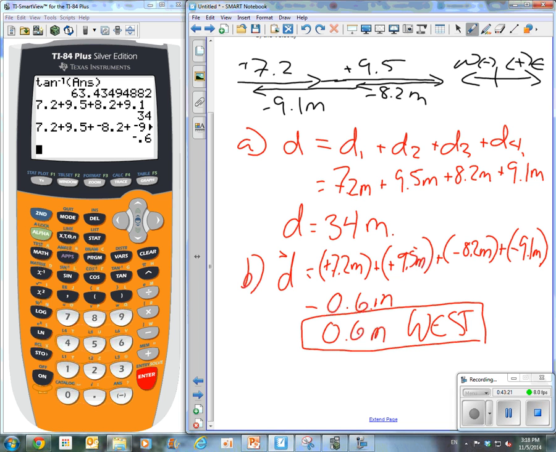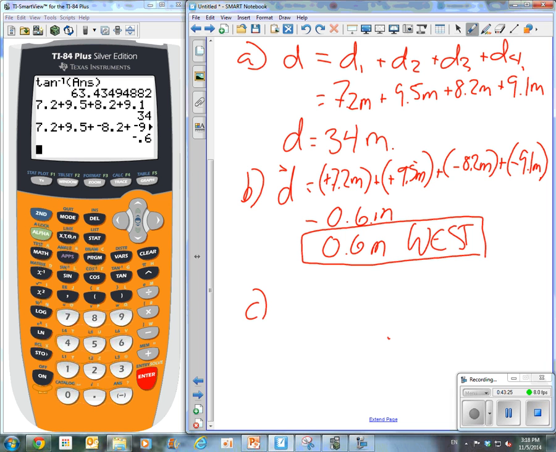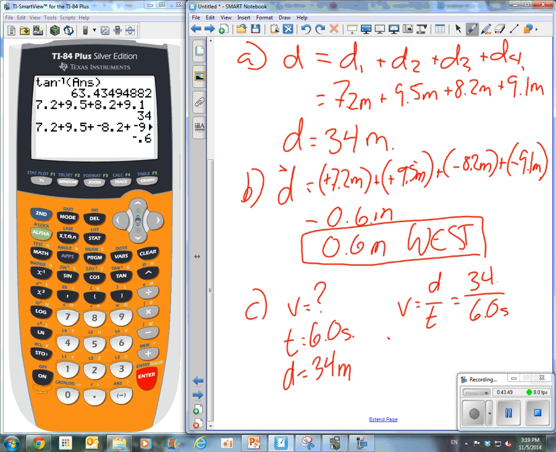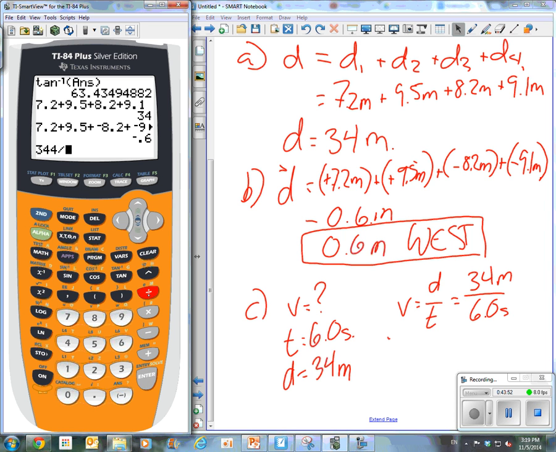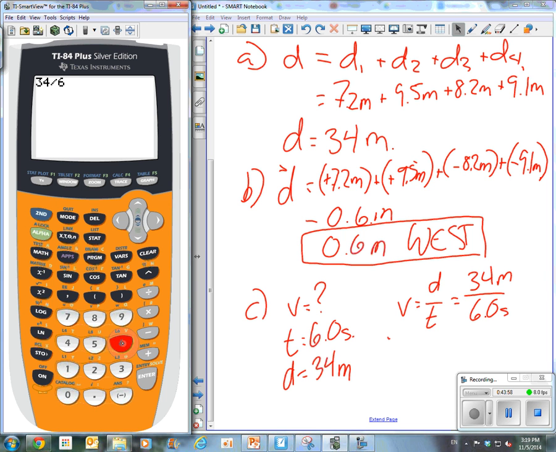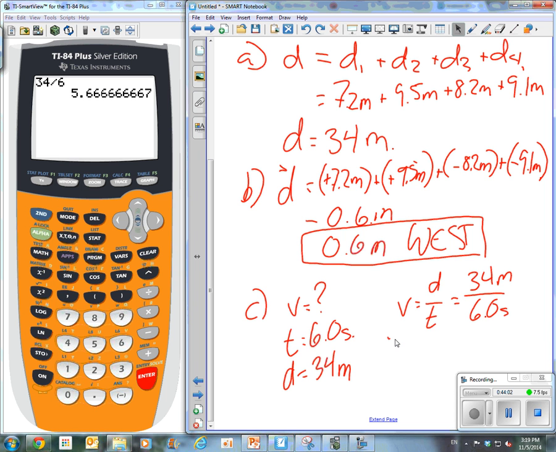Okay. Now, C asks for the speed. The question gave me t at 6.0 seconds. Okay, I've got my distance of 34 meters, so V equals D over T. So 34 meters divided by 6.0 seconds, 34 divided by 6. Oh, that's wrong. Here we go. Sorry. 34 divided by 6, 5.6. So the speed is equal to 5.6 meters per second.